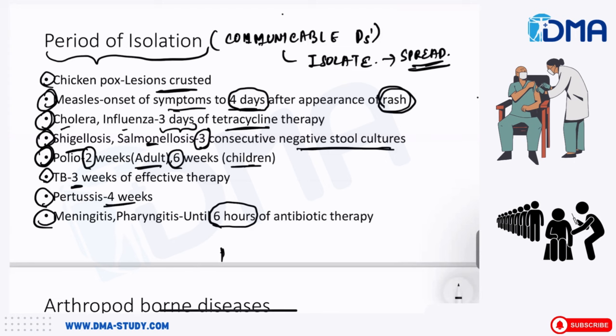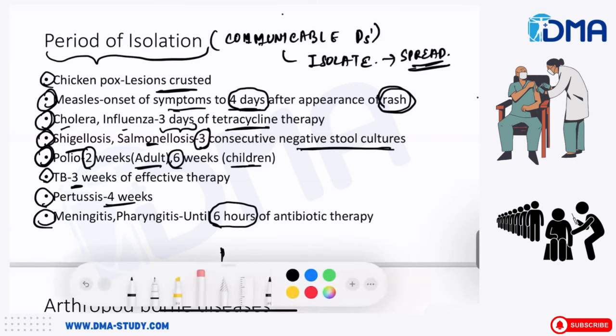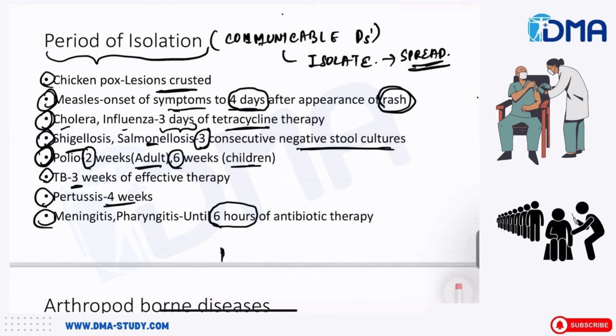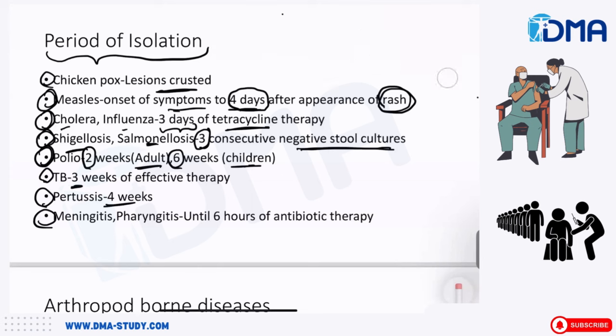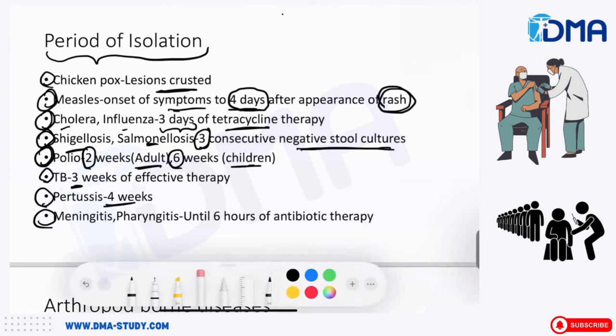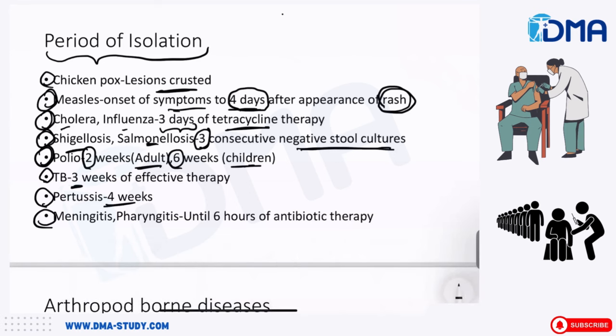In case of TB, it is 3 weeks of effective therapy. In case of pertussis, it is 4 weeks. In meningitis and pharyngitis, 6 hours of antibiotic therapy. These are the periods of isolation. I want to explain one more thing to you. These are periods of isolation, which is usually done for communicable diseases. I would also want you to know the difference between isolation and quarantine.